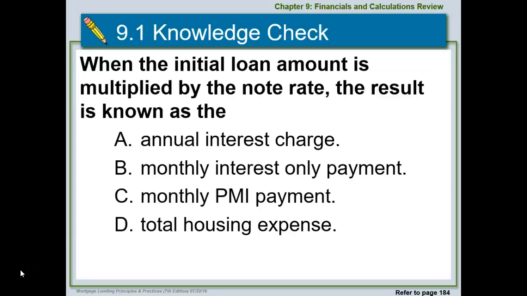Here's another one. When the loan amount is multiplied by the note rate, what is that called? The loan amount multiplied by the note rate. What did you just calculate? The annual interest charge. If it would have said divided by 12, then it would have been the monthly interest charge. Some of the math problems aren't even math on the test. This would be considered a math problem on the test, and there's no calculations involved at all, but it's considered a math problem.